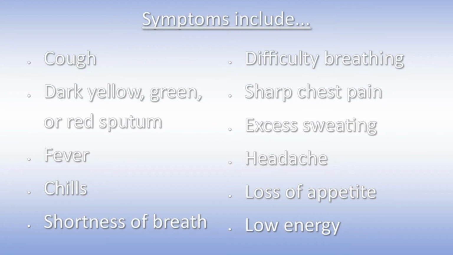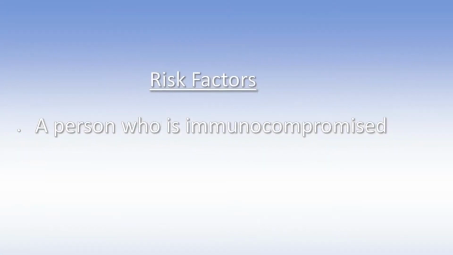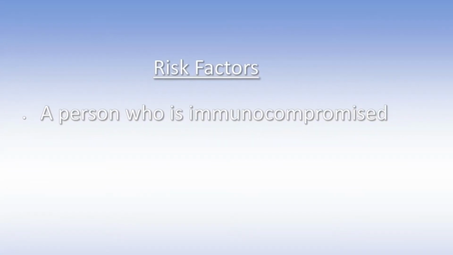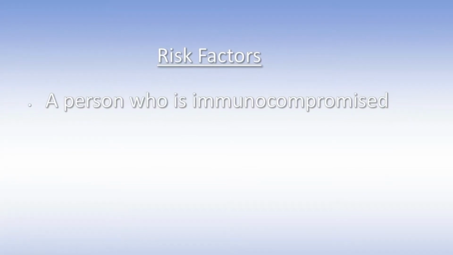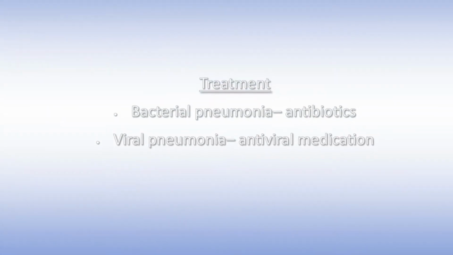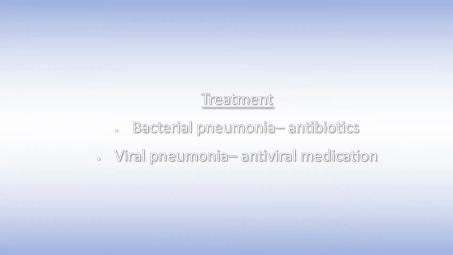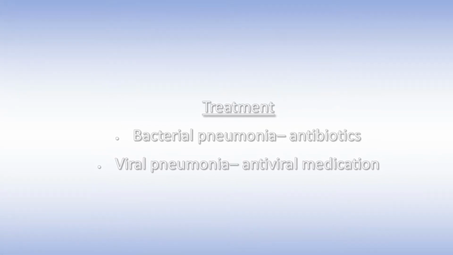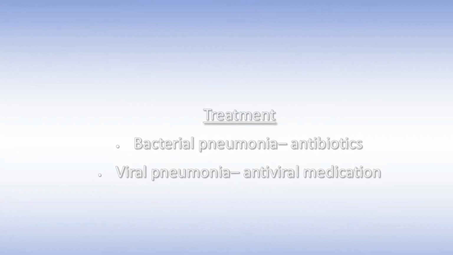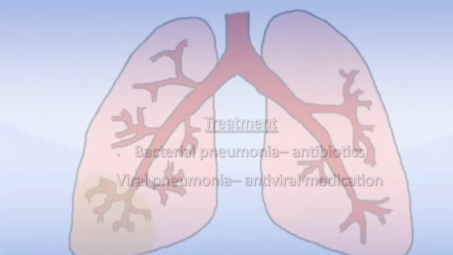Some of the symptoms include cough, dark yellow, green, or red sputum, fever, chills, shortness of breath, difficulty breathing, sharp chest pain, excess sweating, headache, loss of appetite, and low energy. People who are at a higher risk for developing pneumonia are people who have compromised immune systems. The treatment for pneumonia depends on the type. Bacterial pneumonia is usually treated with antibiotics, whereas viral pneumonia is usually treated with antiviral medication. People with pneumonia may also take medications to treat their symptoms.